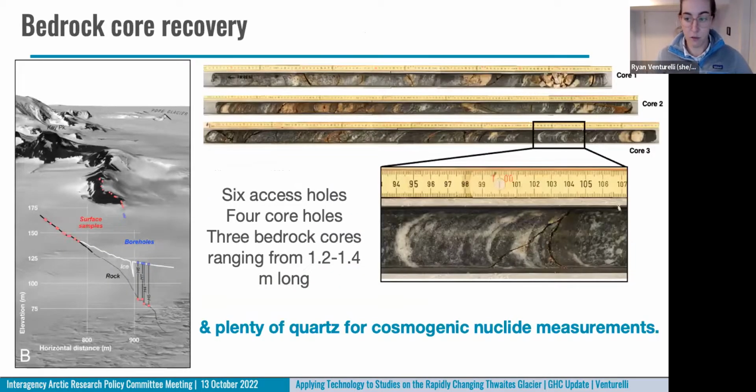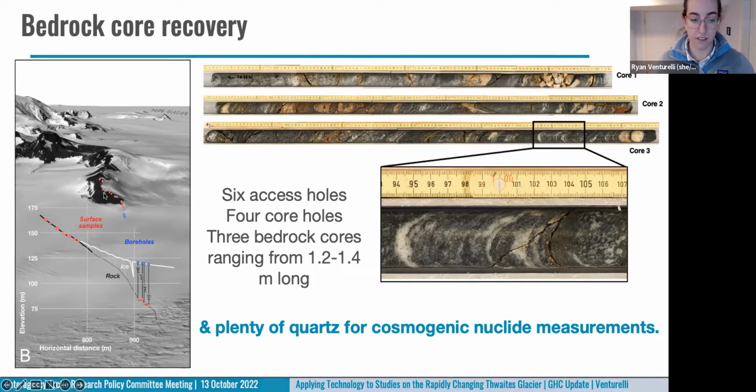So to talk a little bit about the success and the science that we were able to do because of this technology, I just want to highlight that we drilled 6 access holes, 4 core holes, and recovered 3 bedrock cores ranging from 1.2 to 1.4 meters long. And because of this really amazing recovery, we were able to use all of the quartz in all of this beautiful biotite gneiss bedrock to give us a lot of opportunity for cosmogenic nuclide measurements to give us a really good idea of what happened in this region before we started watching.